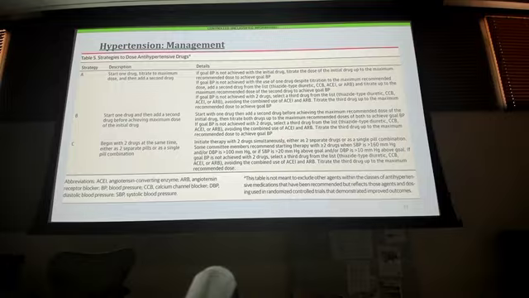The second reason is if I start them on 2 agents, they start having side effects. How do I know which one is causing the side effect if I started them at the same time? You don't. So now how do you know which one to take off or change? You don't. So now you're kind of guessing and hoping that the side effect that they have gets better with taking that one agent away. So that's the reason I don't start 2 different agents at the same time.